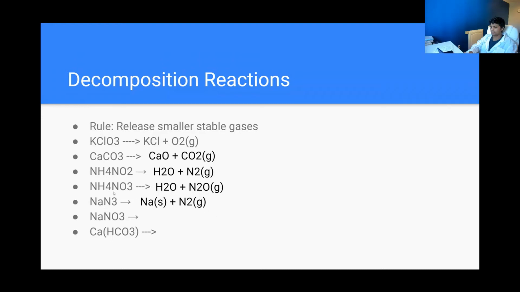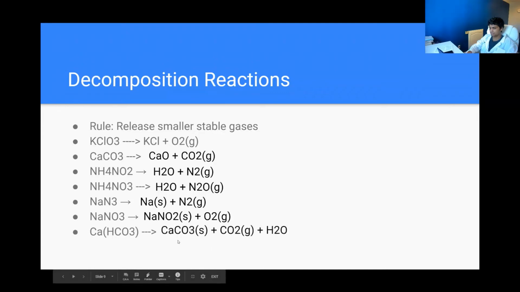This one is pretty interesting because this is used in airbags. When there's a crash, a spark ignites, and then this will decompose, forming nitrogen gas, thus expanding the airbags so you're safe. And then what's this one? This is a little tricky. Both of these ones are a little tricky, so just go over them. This one releases oxygen gas, and this one has this as a metal. This one's pretty tricky, just memorize this one. Calcium carbonate plus CO2 plus H2O. So yeah.